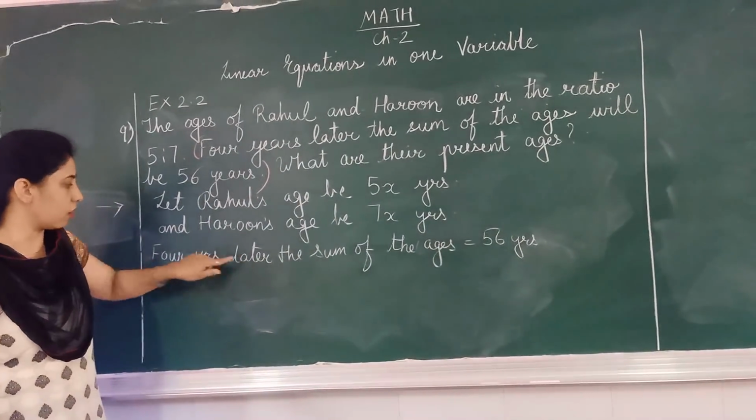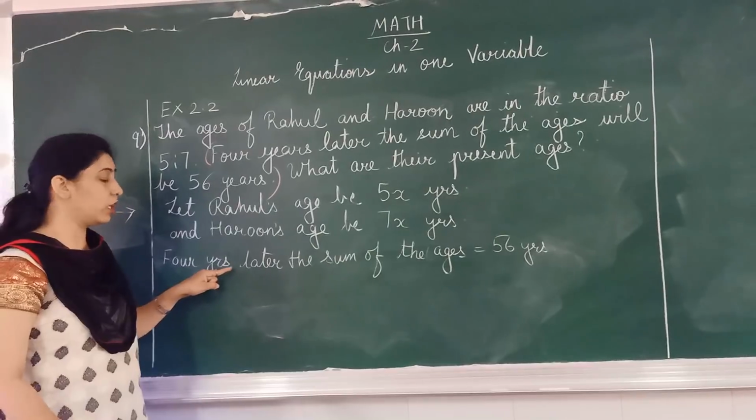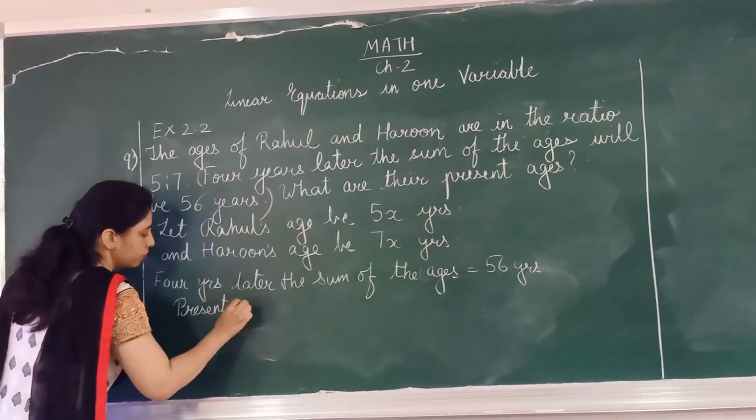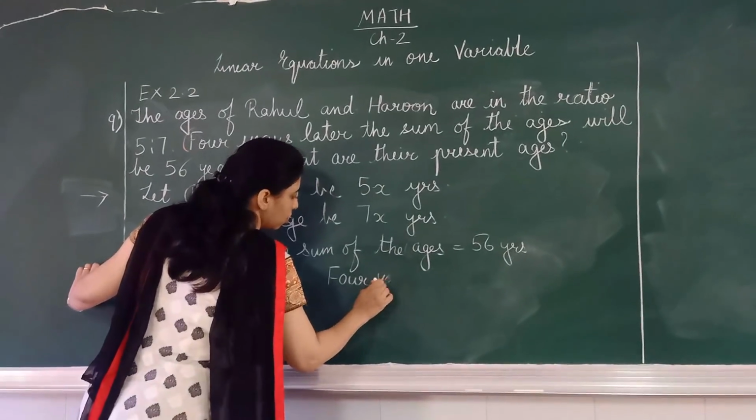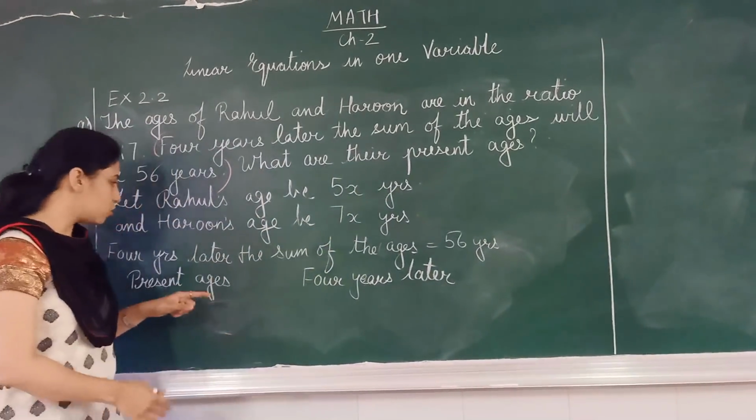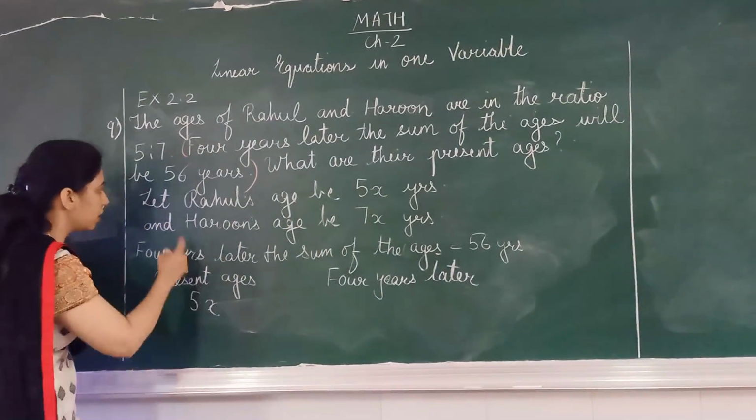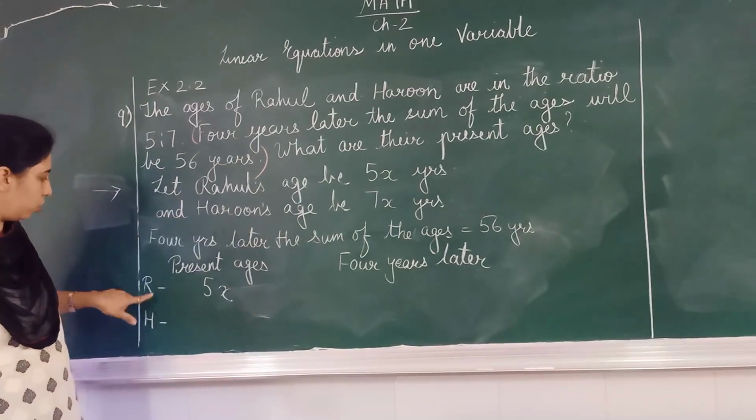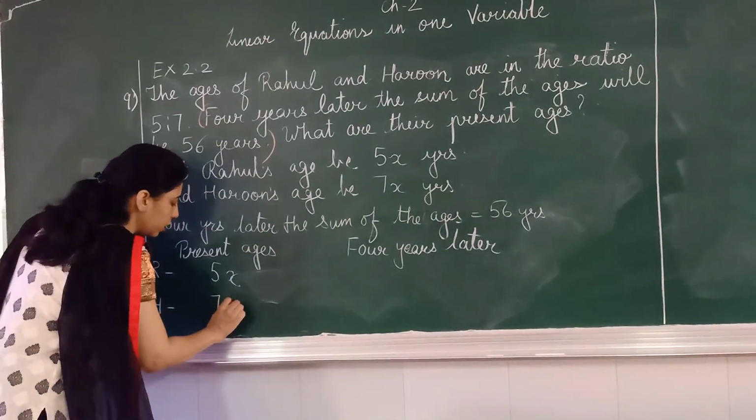4 years later. Now 4 years later, we have these present ages now. So what will be the ages 4 years later? So I'll just write down here present ages and 4 years later. Later means what? After. Okay. So 4 years after. Now what are the present ages? I'll write down here 5x. That is Rahul's age. I'll write R for Rahul and H for Harun. So Rahul's present age is 5x and Harun's present age is 7x. Okay. These are the present ages.